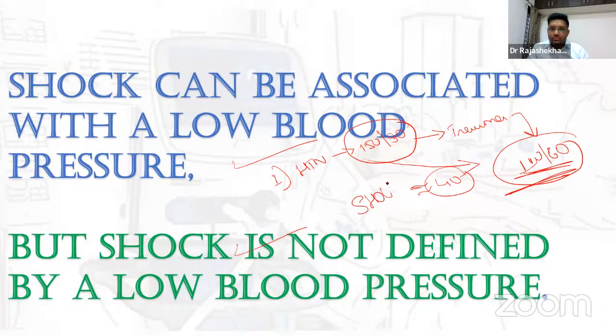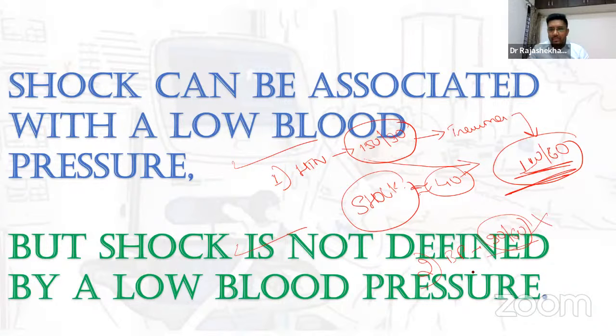And another scenario is, you might have seen many patients, especially Indian patients, especially the females, whose baseline blood pressure itself is 90 by 60. And they keep on telling me repeatedly that I have low blood pressure, I have low blood pressure. So this is not a low blood pressure. This is her baseline or his baseline blood pressure.